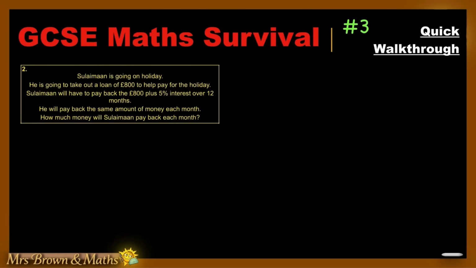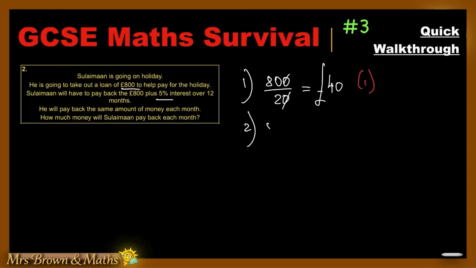Question 2. Suleiman borrows 800 pounds and pays back 5% interest over 12 months. First, let's find 5% of 800. You can divide by 10 and then by 2, or you can divide by 20. So 800 divided by 20 will be 40 pounds bank interest, 1 mark.